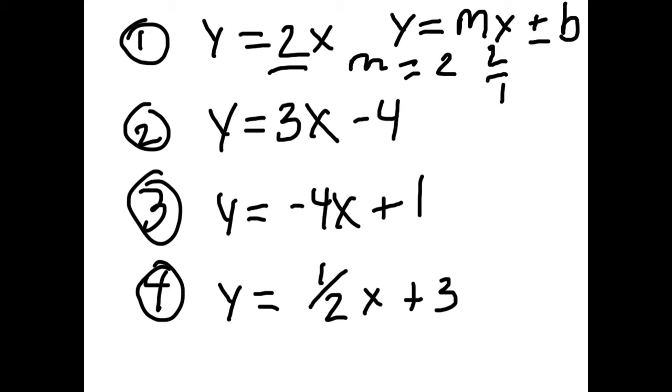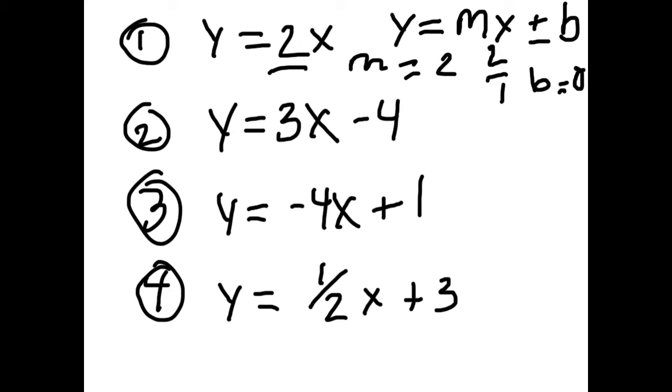And then your y-intercept, well, there's nothing added or subtracted from x, so then we assume that our y-intercept would be 0. And as a point, that means it would be (0, 0). But the y value of where it crosses the y-axis is 0.